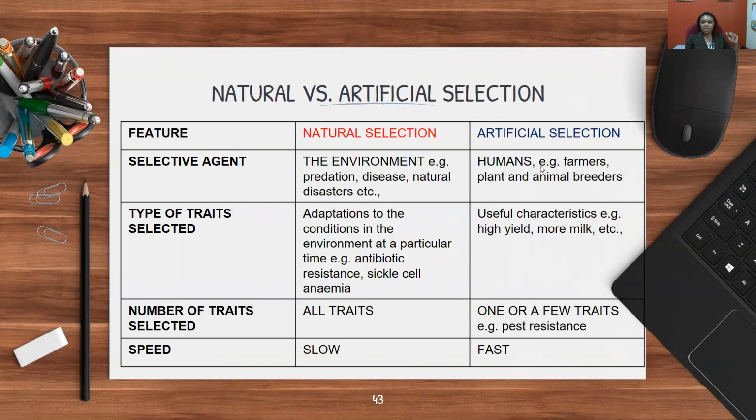So artificial selection now is by humans, for example, farmers, plant and animal breeders. So that's what takes place for artificial selection. It's artificial, so it's not by the environment.